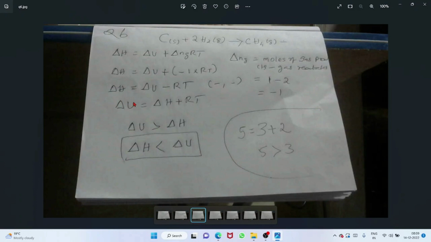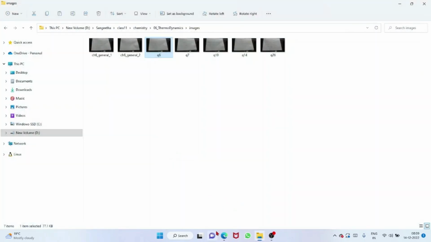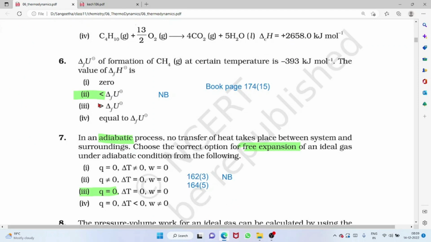So we can write like this, when RT goes to this side. From this we can conclude that delta H is less than delta U. See, if you write phi equal to 3 plus 2, it means phi is greater than 3. So that's how it is written here. From this equation the delta U is greater than the delta H, so delta H is less than delta U. This option 3 is correct. And 5.